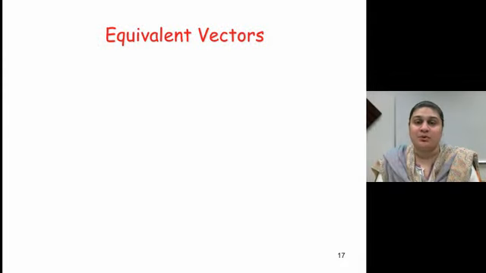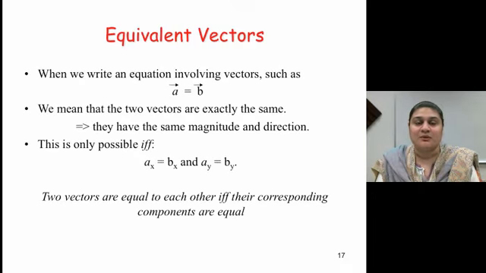Another thing that becomes very important when we are talking about vectors is equivalent vectors. What are equivalent vectors? When we have two vectors, A and B, they will be called equivalent if and only if they have the same magnitude and the same direction, which basically means that AX, the X component of A, equals the X component of B, and AY, the Y component of A, equals BY, the Y component of B. Two vectors are equal to each other if and only if their corresponding components are equal.